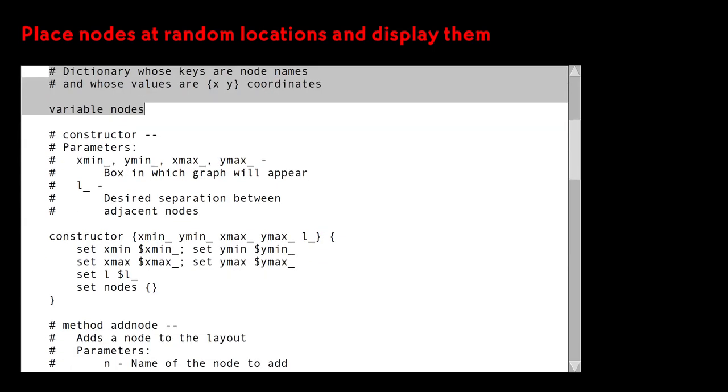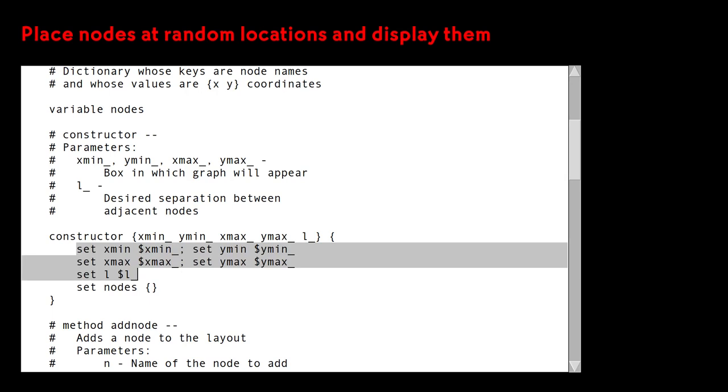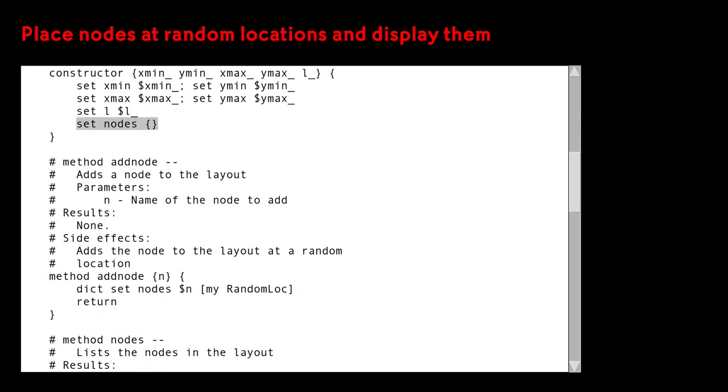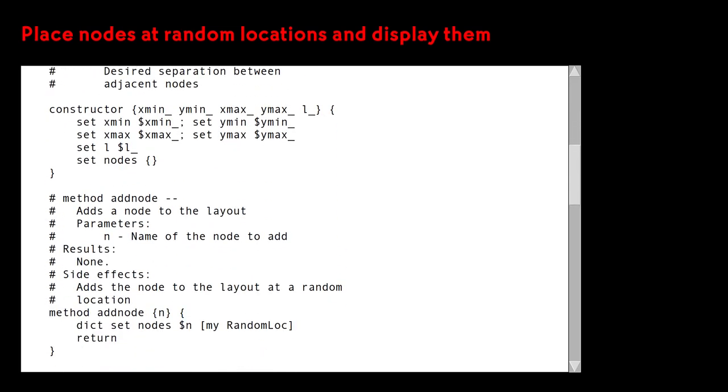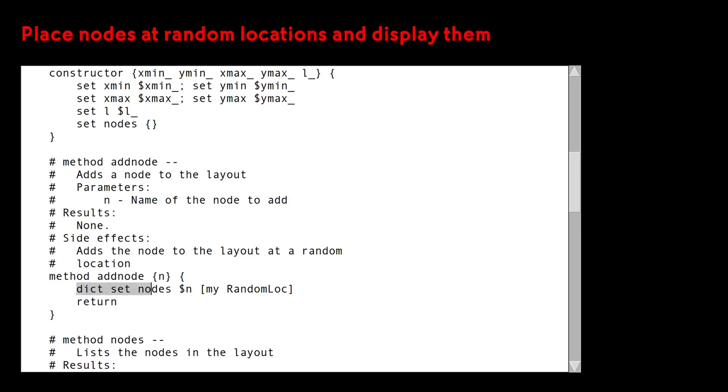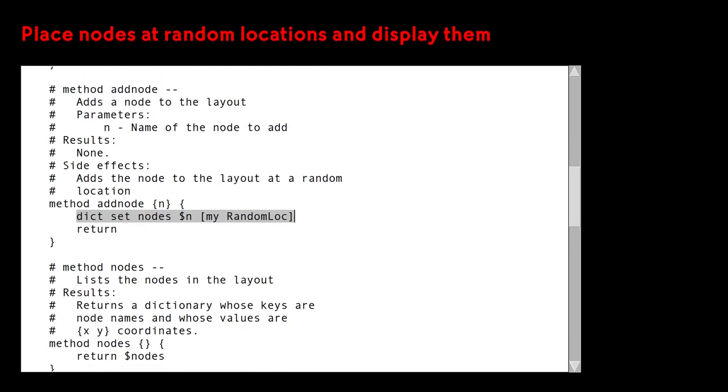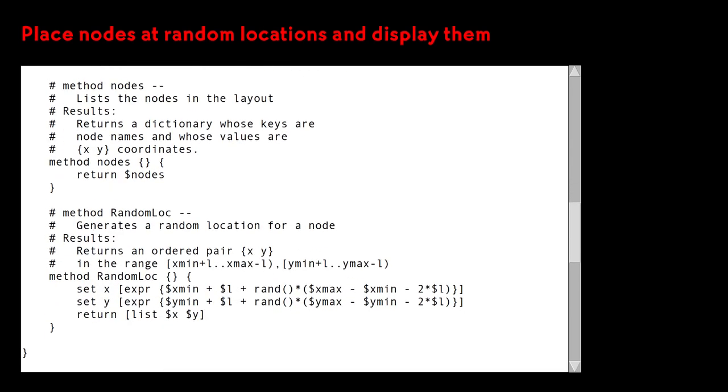The constructor is straightforward. It takes the region that we've designated for layout and the requested edge length and stores them locally, and it initializes the set of nodes to empty. There's a method to add a node that takes the node's label, and a method to return nodes and coordinates. Adding a node assigns a random pair of coordinates. That's delegated to a private method randomLoc, which chooses a pair of random numbers within the bounding box and no closer than one edge length to any wall of the box.